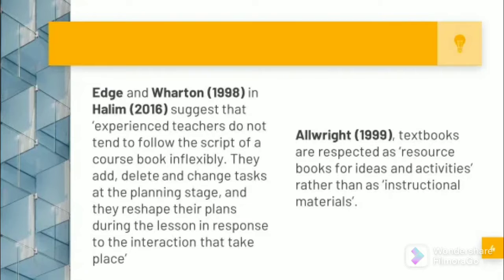Meanwhile, Edge and Wharton in 1998 and Halim in 2016 suggest that experienced teachers do not tend to follow the script of a course book inflexibly. They add, delete, and change tasks at the planning stage, and they reshape their plans during the lesson in response to the interaction that takes place. And according to Allwright in 1999, textbooks are respected as resource books for ideas and activities rather than as instructional materials. However, if this receptacle of ideas is not employed right, it can be a source of deviation.